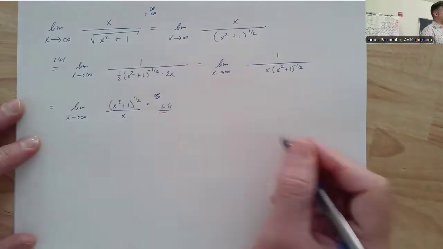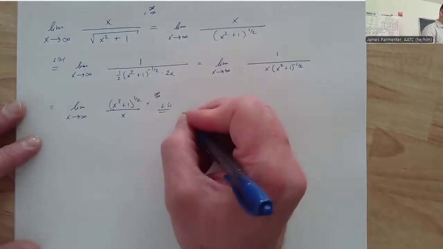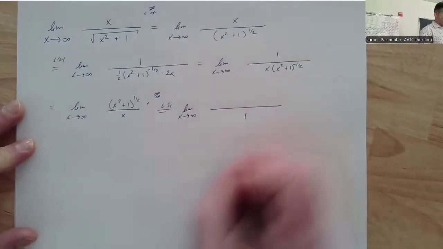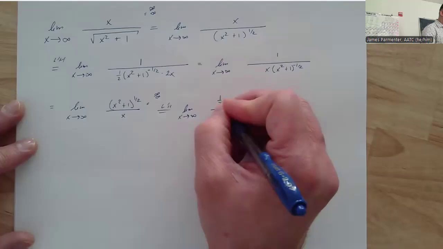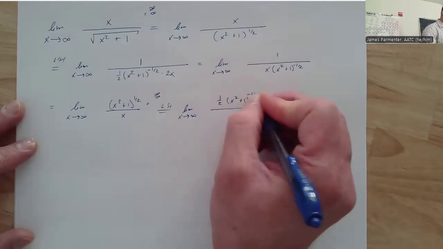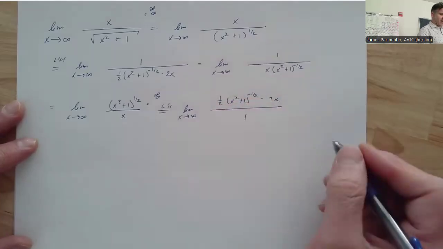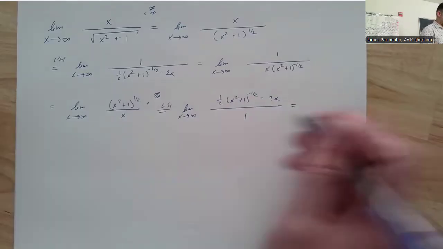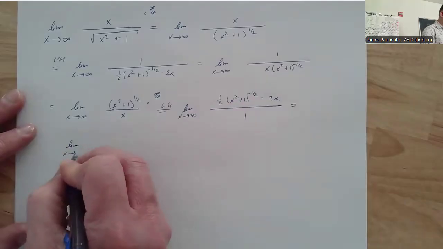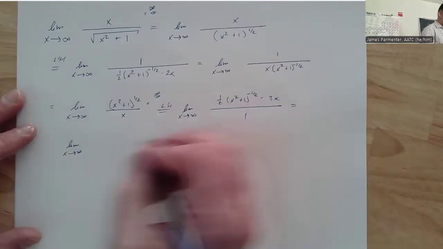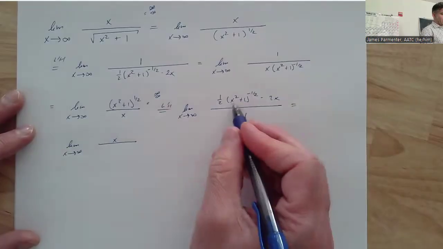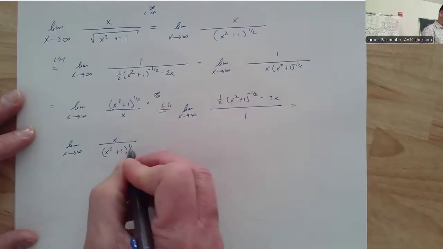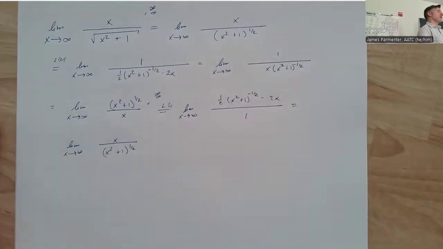So we use L'Hopital's rule again. Prepare for bad news. The derivative of the bottom is going to be 1. The derivative of the top is going to be 1/2 times (x squared plus 1) to the negative 1/2 times 2x. And if you simplify this, you're going to get back exactly where you started. The limit as x goes to infinity, the 2's cancel, you get x on top, and the (x squared plus 1) to the negative 1/2 comes down to the bottom as (x squared plus 1) to the 1/2. All that work for literally nothing.